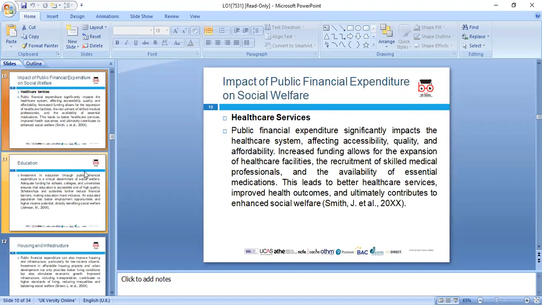The impact of public financial expenditures on health and care: financial expenditures significantly impact the health system, affecting accessibility, quality, and affordability. Increased funding allows for the expansion of health facilities, recruitment of skilled medical professionals, and availability of essential medication. This leads to better healthcare services and improved healthcare outcomes.